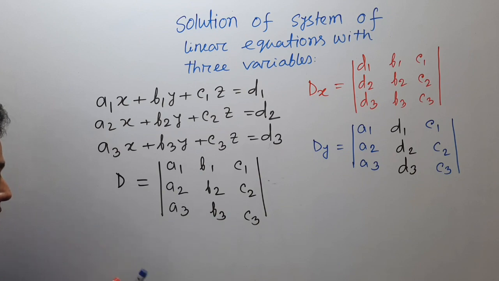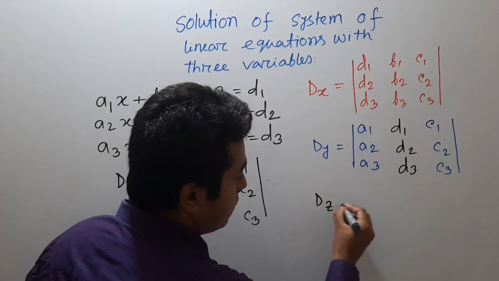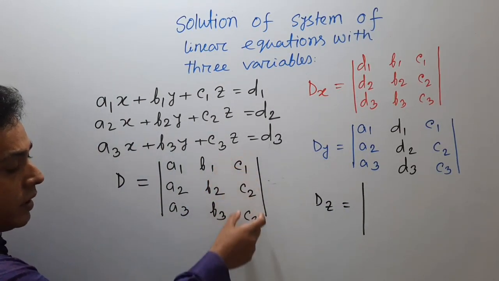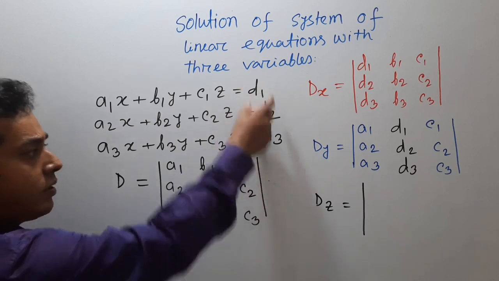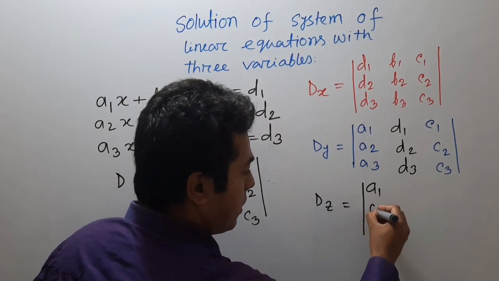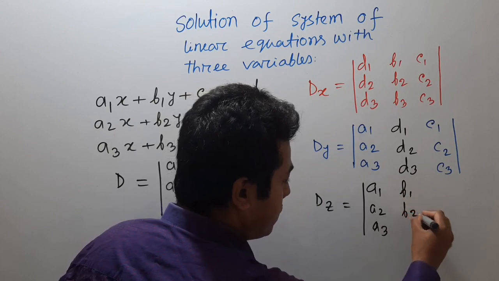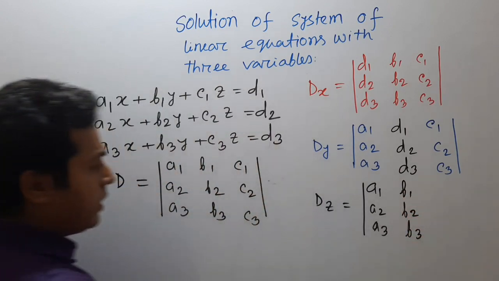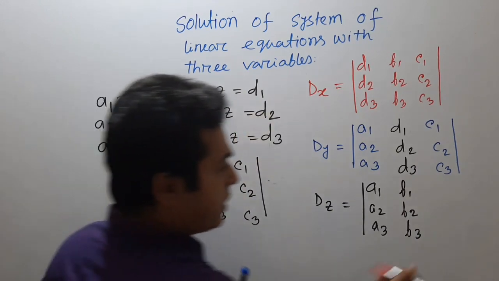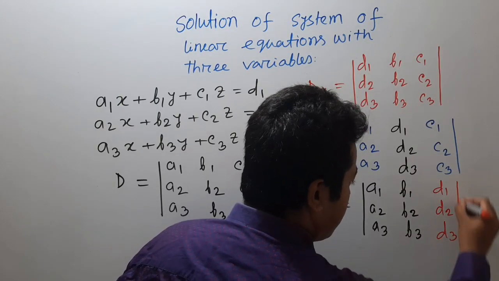Okay, now Dz is equal to, the third column changed by the constant terms. Okay, the other two columns will not be changed, a1, a2, a3, b1, b2, b3. Okay, the third column is changed by the constant terms, d1, d2, and d3.